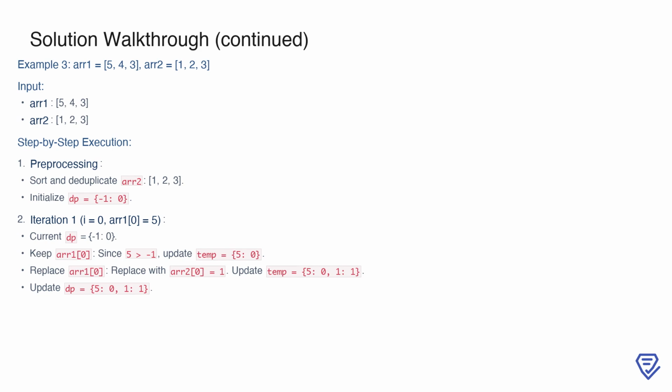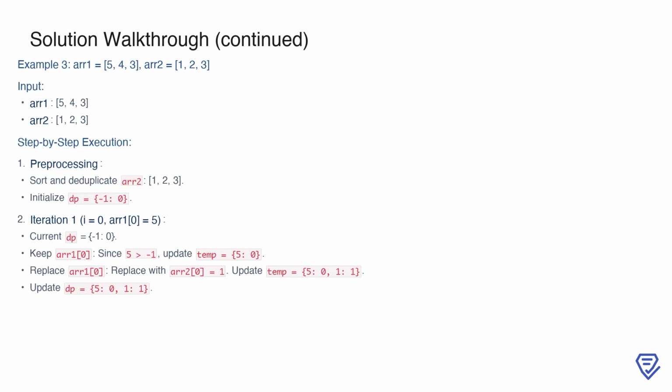In the next example, we have ARR1 as [5, 4, 3], and ARR2 as [1, 2, 3]. After pre-processing ARR2, we get [1, 2, 3], and DP is initialized to {-1: 0}. For the first iteration, we consider ARR1[0], which is 5. The current DP is {-1: 0}. Since 5 is greater than -1, we can keep it, so we update temp to {5: 0}.